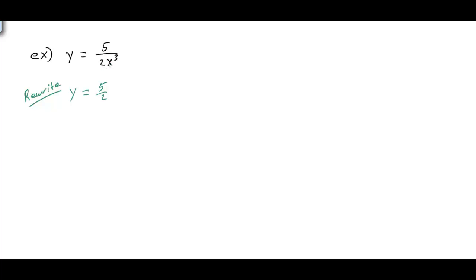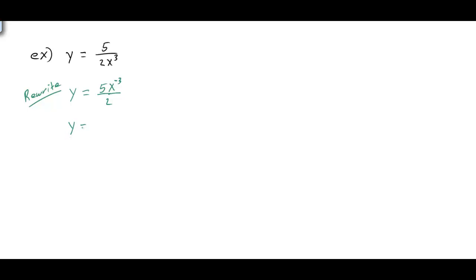And the x cubed, now there's two ways you could do this. If I do this step by step, we could actually say, well, we want to move the x cubed to the top, and that would be x to the negative 3, and the 2 is going to remain on the bottom. And you can work with it this way.